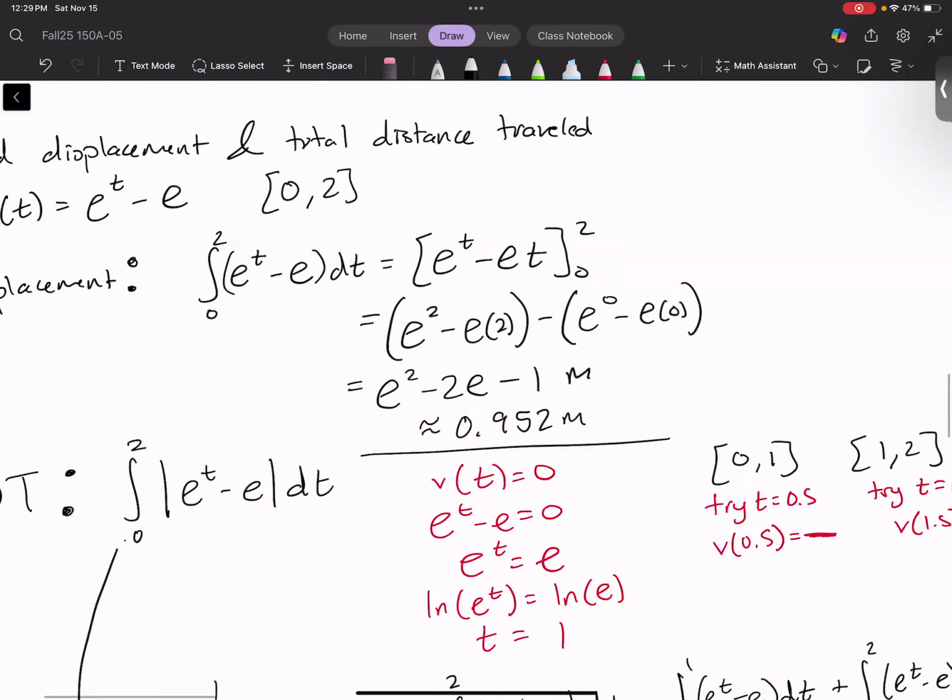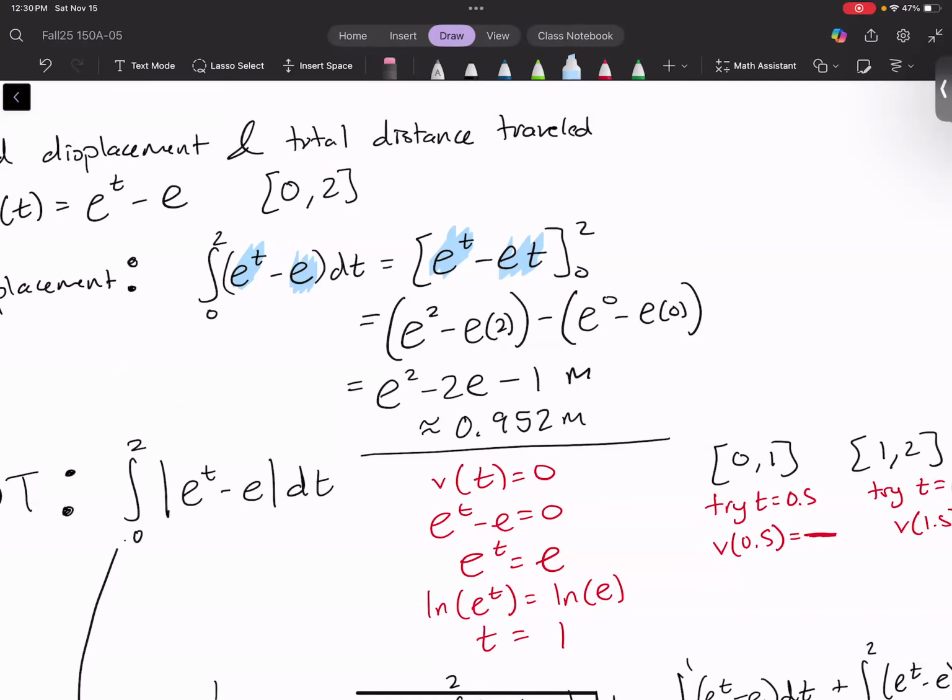Displacement's quicker just because it only requires the integral, right? No splitting up the bounds. We just do the integral of the velocity. And maybe this tricked you up. So e to the t, antiderivative, that's e to the t. Antiderivative of e is e times t, right? Because e is just a constant. What's the antiderivative of 5? It's 5x or 5t. What's the antiderivative of negative 1,000? It's negative 1,000t or negative 1,000x, whatever variable you're doing.